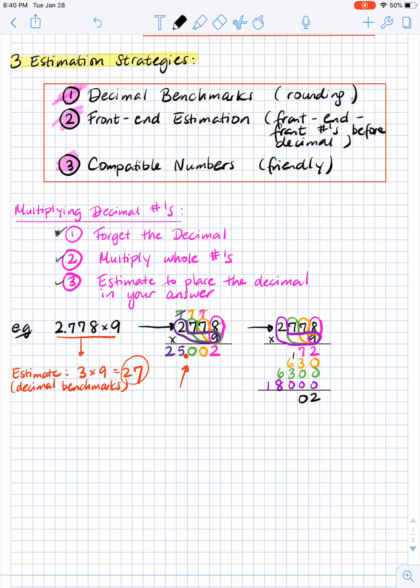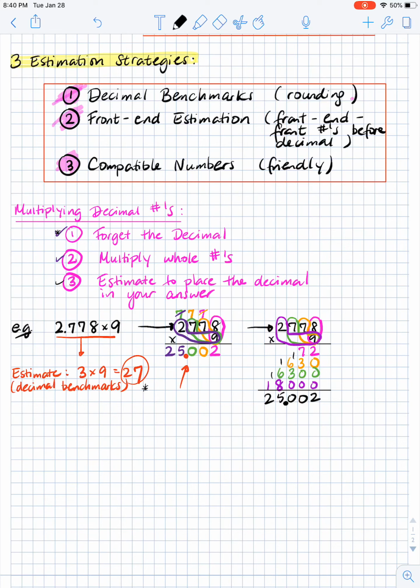1 plus 6 is 7 plus 3 is 10. And then 8 plus 6 is 14 plus 1 is 15. And you can see you're arriving at the same answer. Again, you're going back to your decimal benchmark and your estimation. And the decimal place has to be here because your answer has to be around 27.